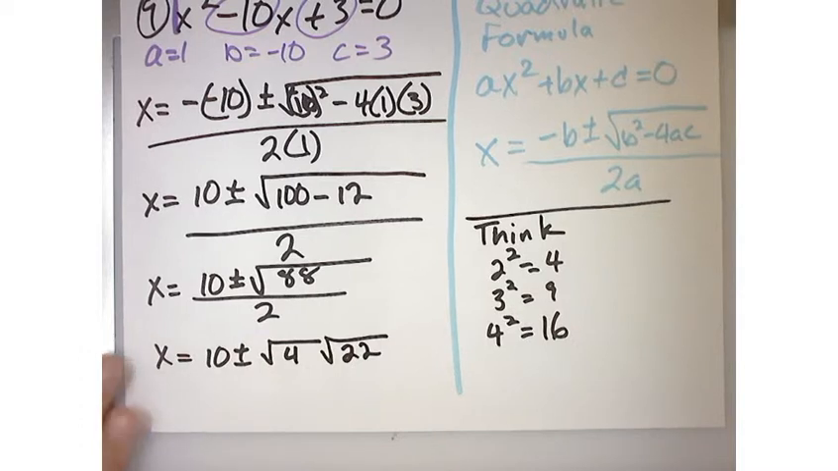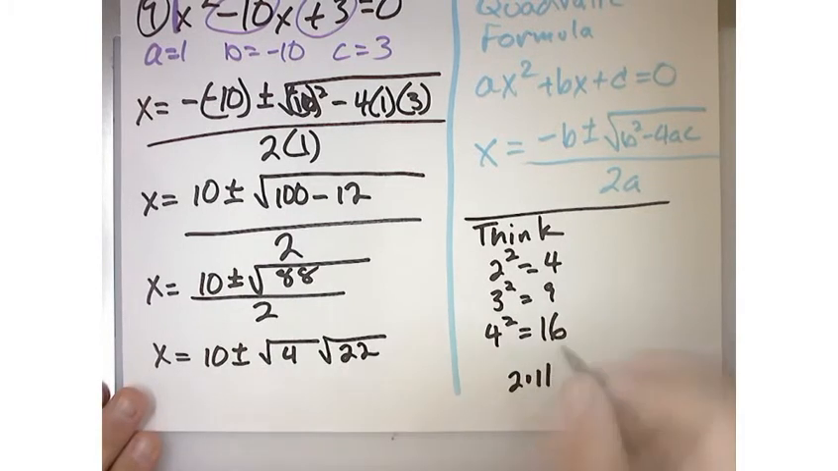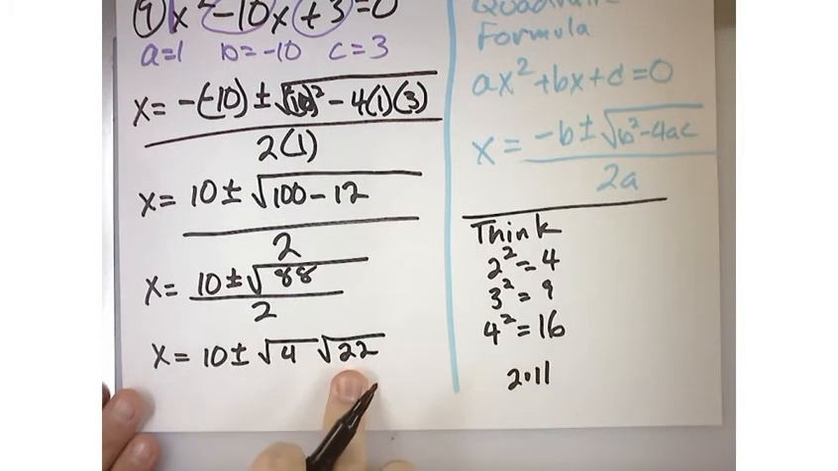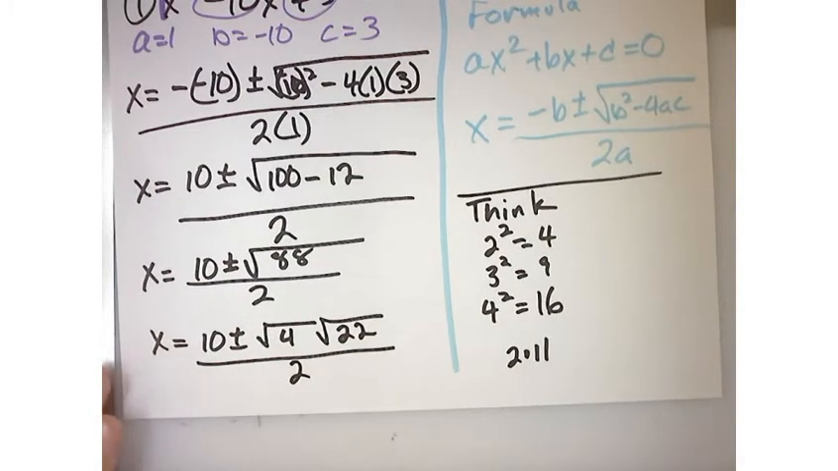Now 22 is, what's the prime factorization of 22? Yeah, so, and those are both prime, right? That's what prime factorization means. So I can't break this down any further. So we're stuck with that square root of 22 is what I'm saying. All over 2. How are we doing so far?